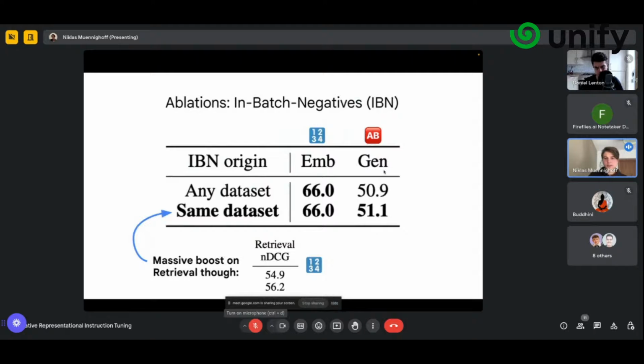And also the generative performance oddly slightly improved, even though it doesn't really impact the generative loss or the generative part at all, except that it's the same model.